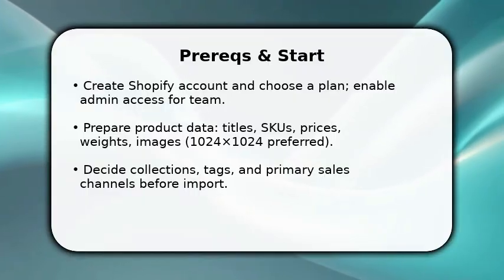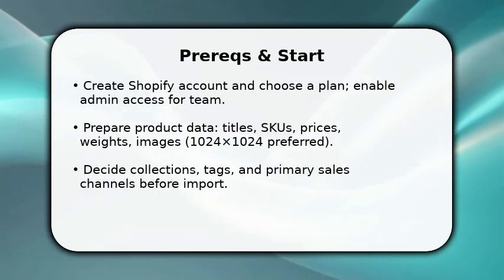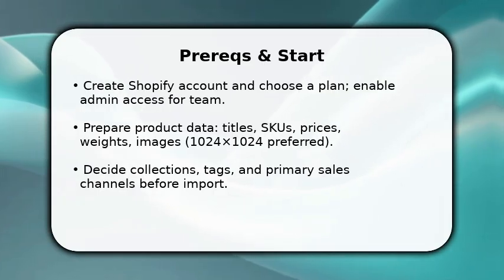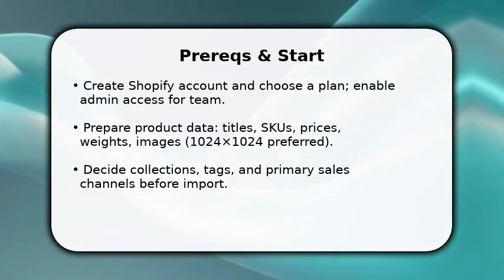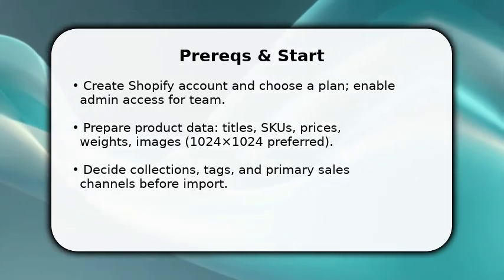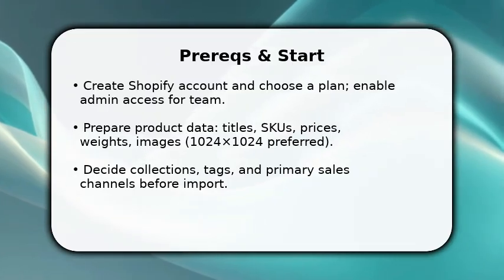You already have the basics: account, payment, and product assets. Now begin by opening Shopify admin and navigating to products. Right arrow all products. Upload a CSV or add one product manually to establish your data structure. This prevents mismatched fields later.